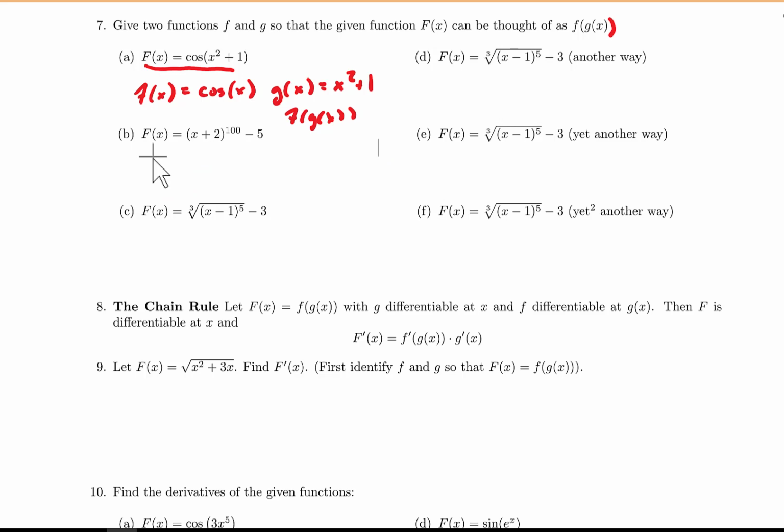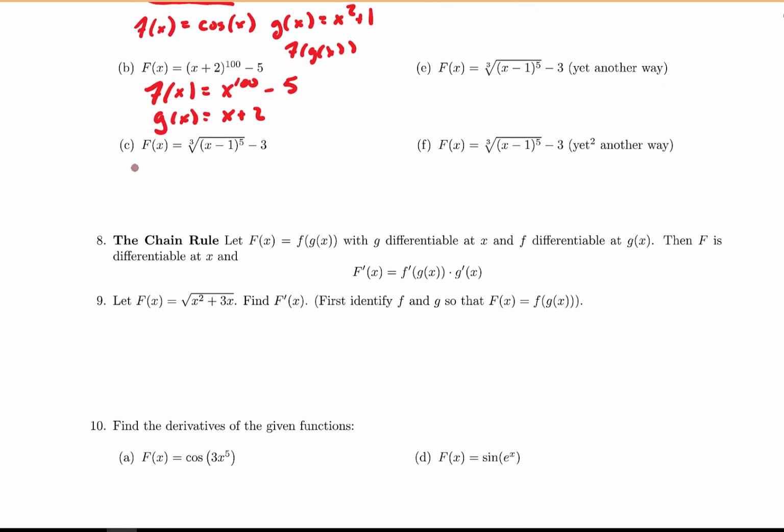Then our outside function, and by the way, these are not unique answers, so this is not the only answer to this problem, but I'm going to think of the outside function as x to the 100th power minus 5, and then the inside function as x plus 2. And we see then if I input x plus 2 into x in the function for f of x, we do indeed get the capital F of x formula. So we're going to do a few more of these, and as I said, there are many viewpoints, and I want you to practice looking at this through a few different viewpoints. That will make you a little bit more fluent when we get to the chain rule.